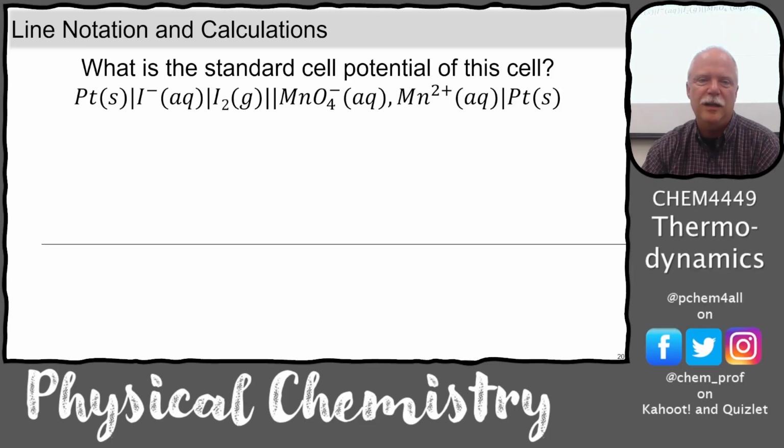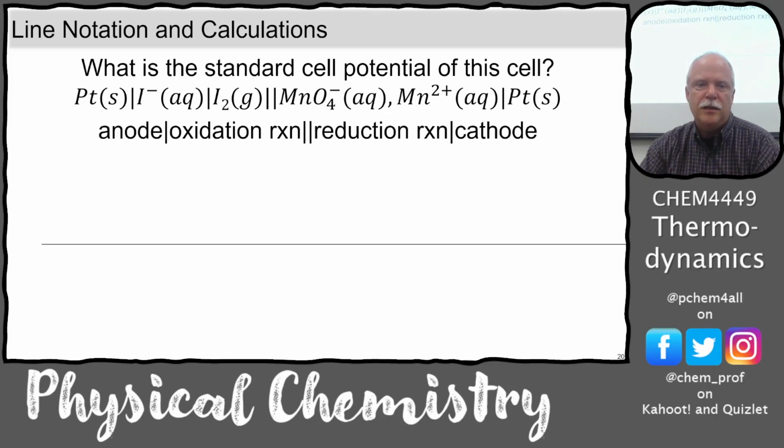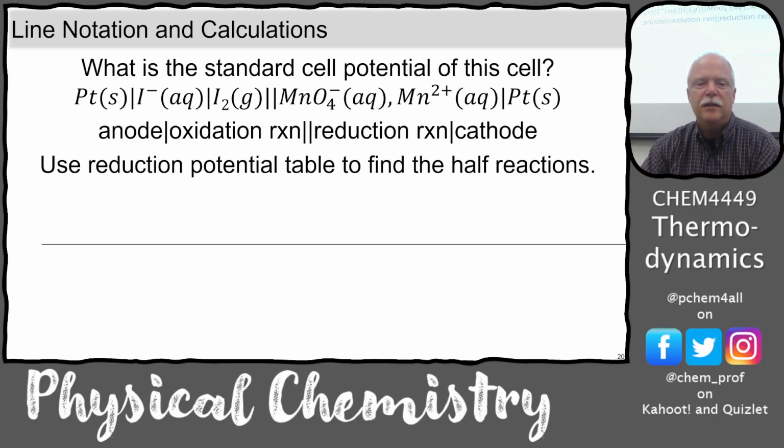So what's the standard cell potential of this reaction? So here we have iodine, I2, and permanganate and manganese ion. So this is the order of these. And so we use the reduction potential table to find the half reactions. Now, if you have the reduction potential table, it's super easy because you just find the species in there. Now they're all written as reductions. And so the one that's the oxidation, the iodine reaction, you flip that one.